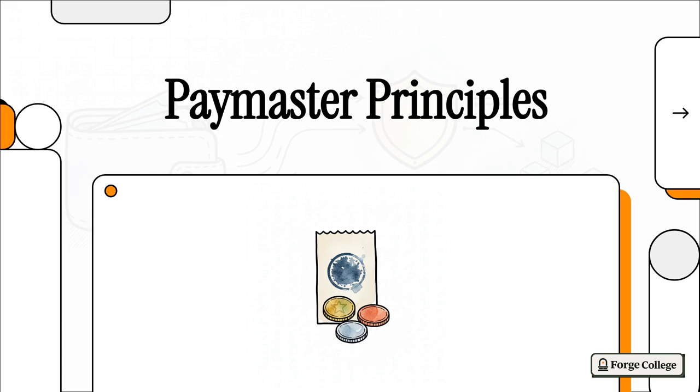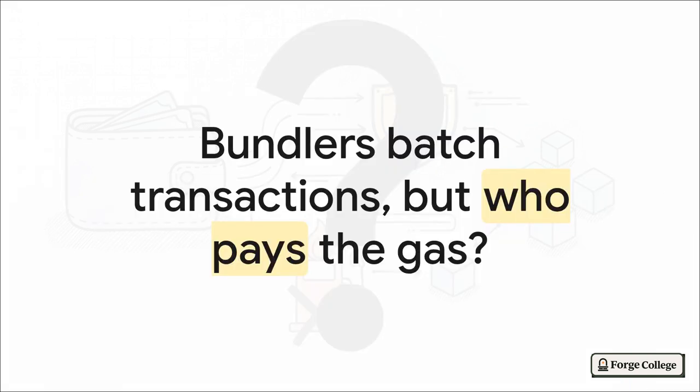Let's get into it. So, in our previous lesson on bundler fundamentals, we saw how bundlers are just fantastic at sweeping up user operations and squishing them down into one single highly efficient on-chain transaction. And yeah, that batching saves a ton of overhead. It's a real game changer. But here's the catch. That definitive on-chain gas fee, it still has to be paid by someone. The blockchain doesn't work for free, right? So it begs the question, who exactly is paying the gas?